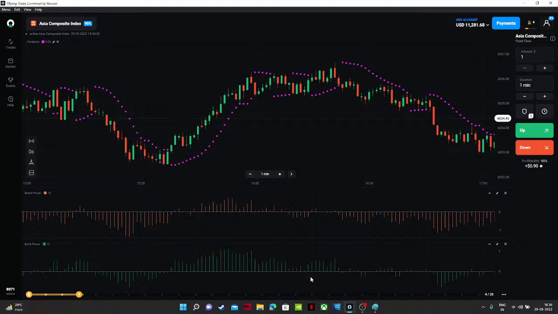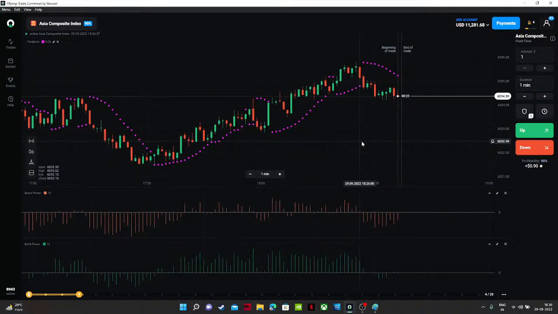For example, here when the price was going in the downward direction, the parabolic dots were appearing at the top of the candle. So when the dot changed its position to the bottom, at this point, a trade can be made in the upward direction. So whenever the parabolic dot is shifting its position, at that point we can make a trade in that particular direction according to the price movement. We will be making some live trades as well.